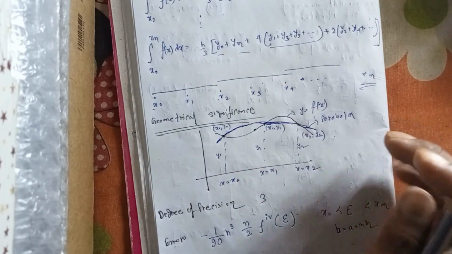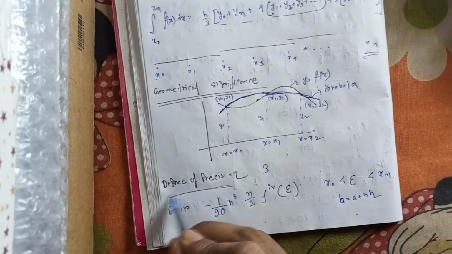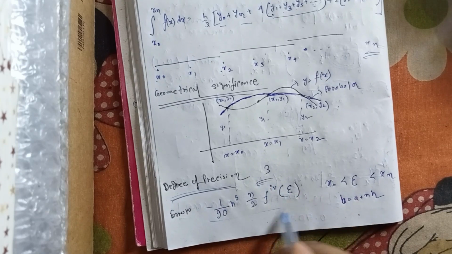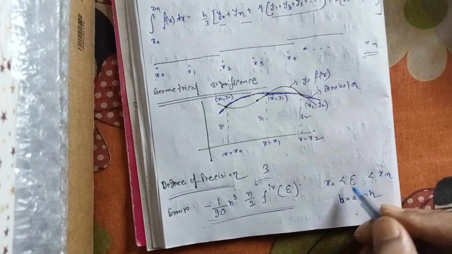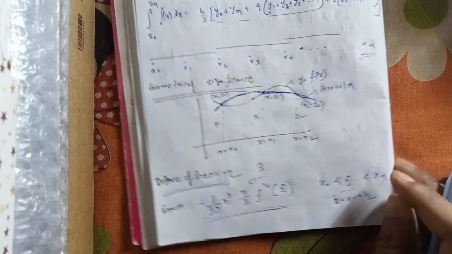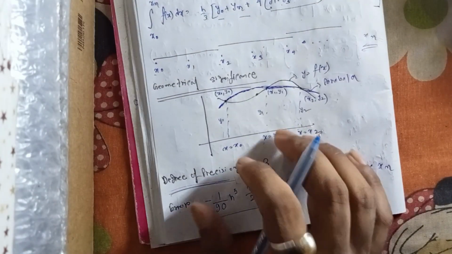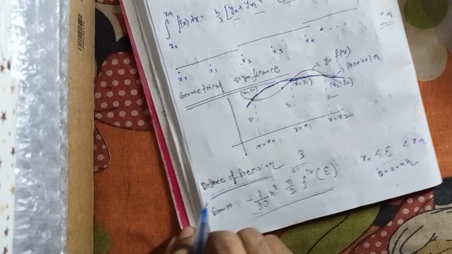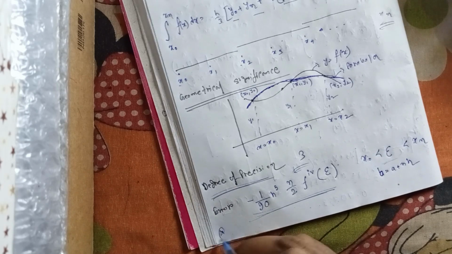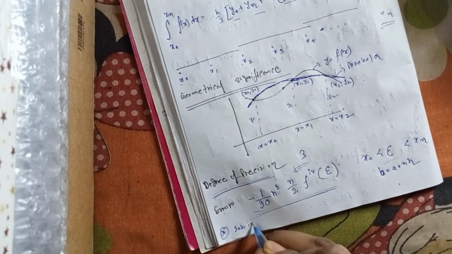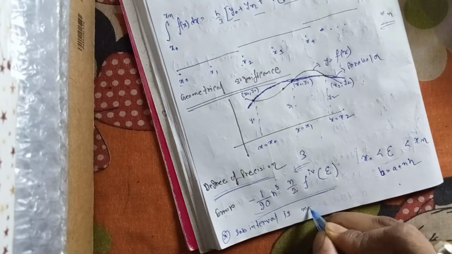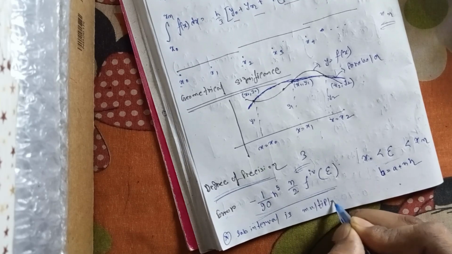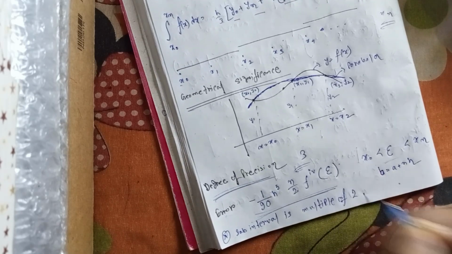Okay, so the degree of precision, means the accuracy, is 3, and the error formula in this case is shown, and you can see the error symbols. So the main condition for Simpson 1/3 rule is that the number of sub intervals is a multiple of 2 in this case.